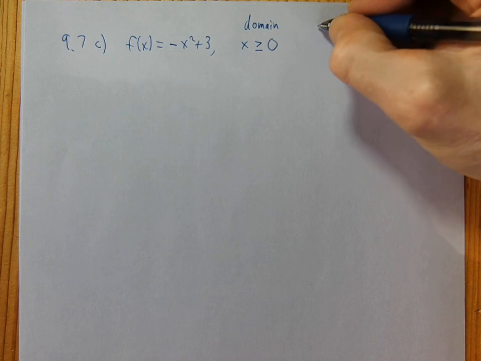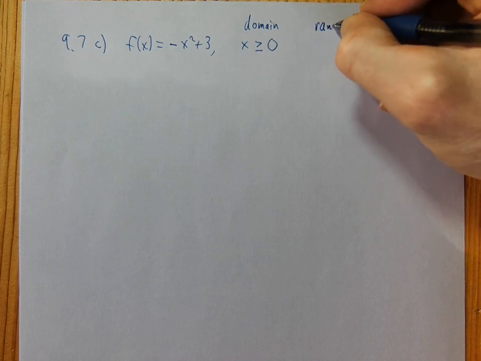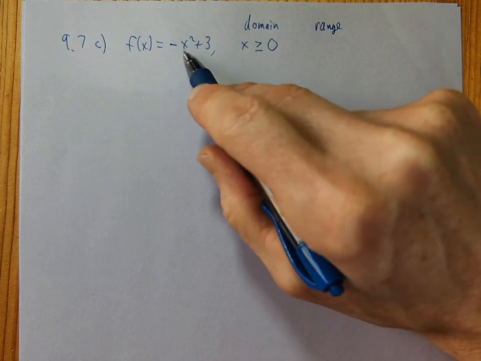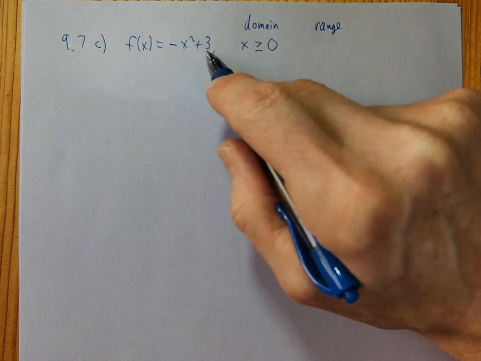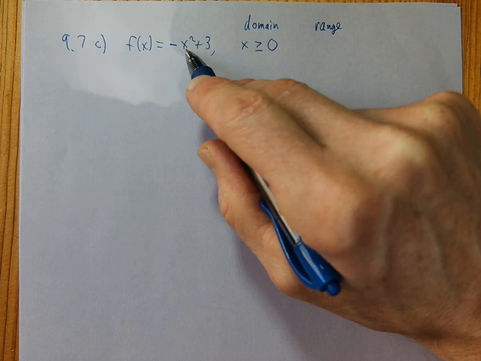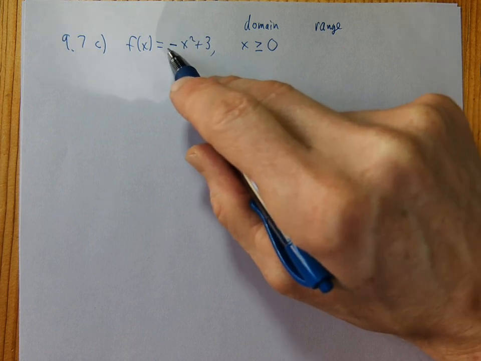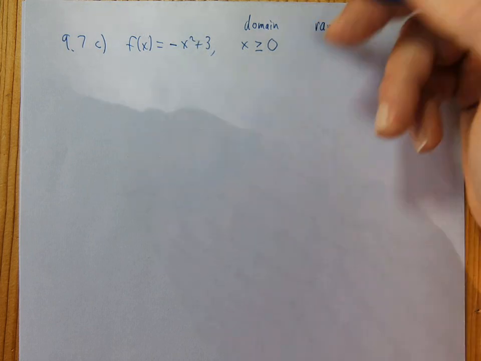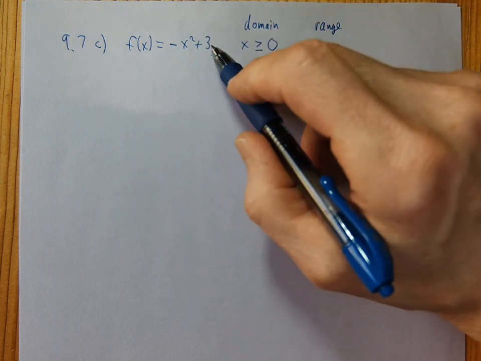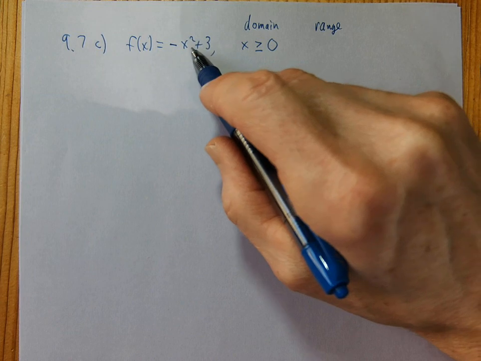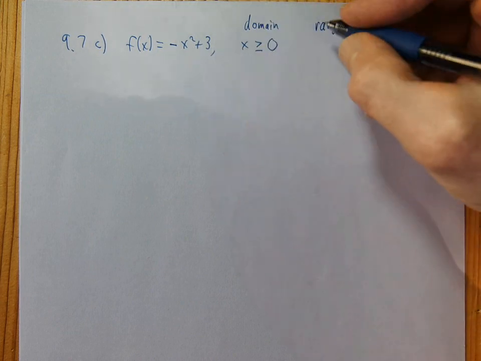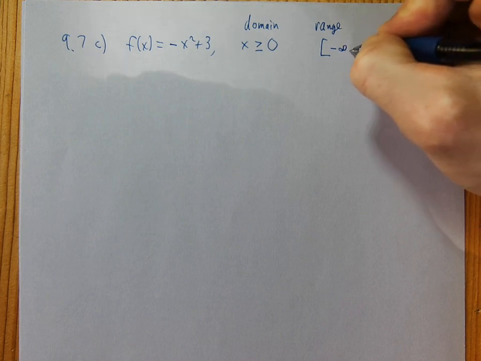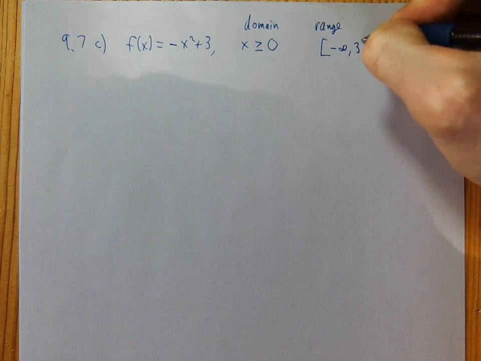Then the range, we can just see, okay, when x is greater than or equal to 0, what possibly can it be? Well, when x is 0, it's 3. And as x gets bigger, x squared is always positive, but it's negative, so it's going to go from 3 and then lower and lower all the way to negative infinity. So the biggest it's going to be is 3, and then it's going to get more and more negative as x gets bigger. So the range then would be, let's see, negative infinity to 3.